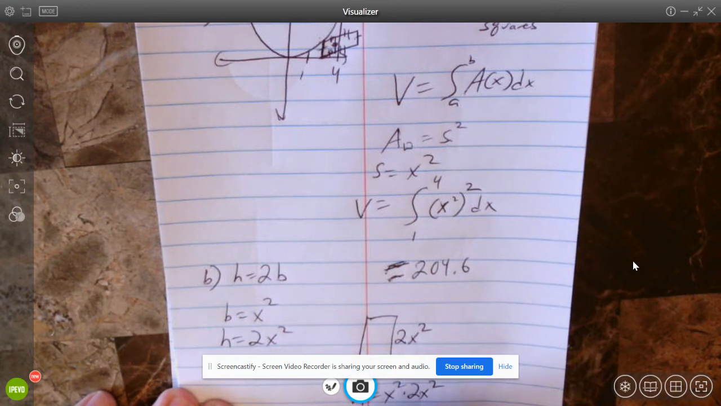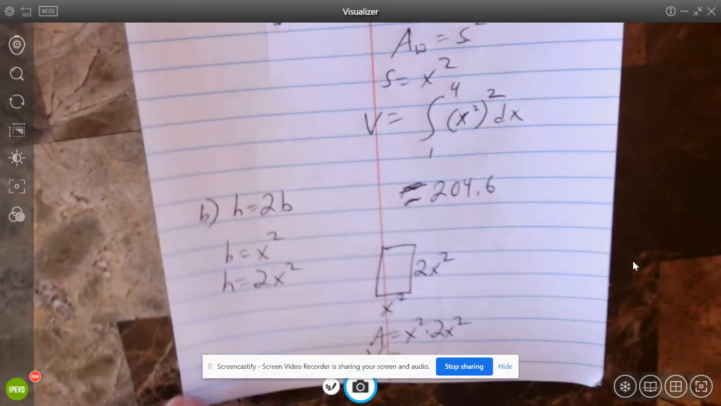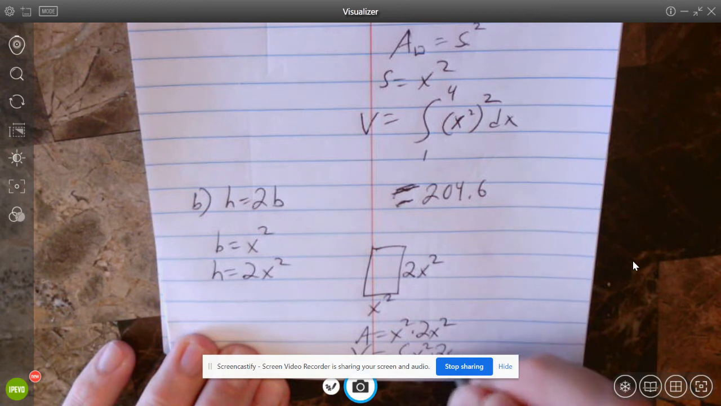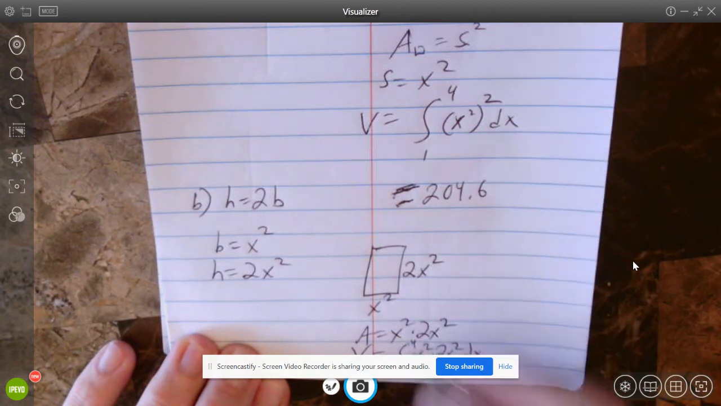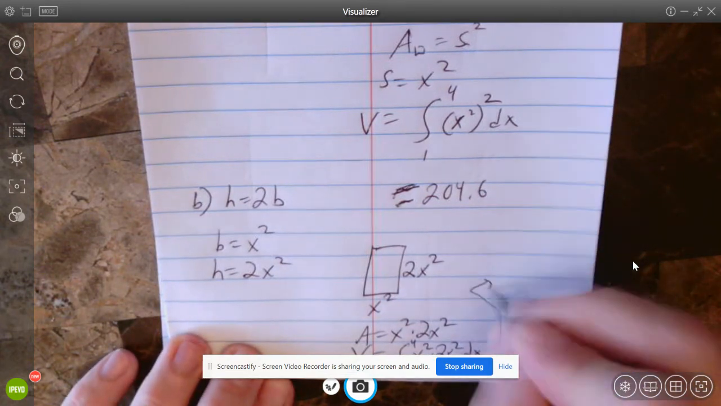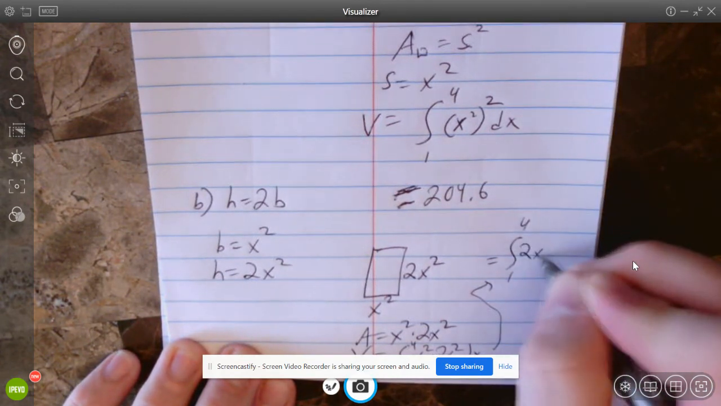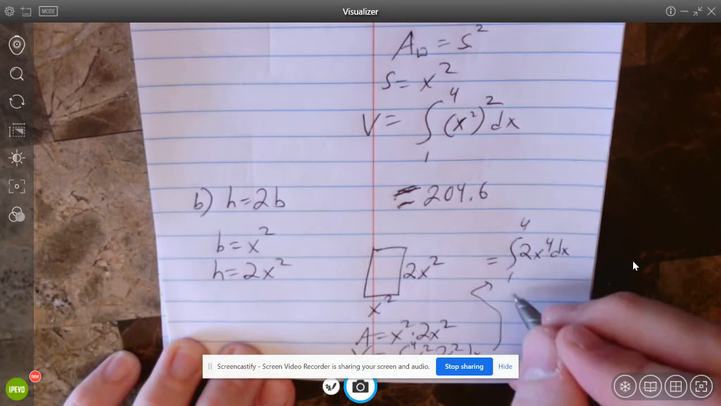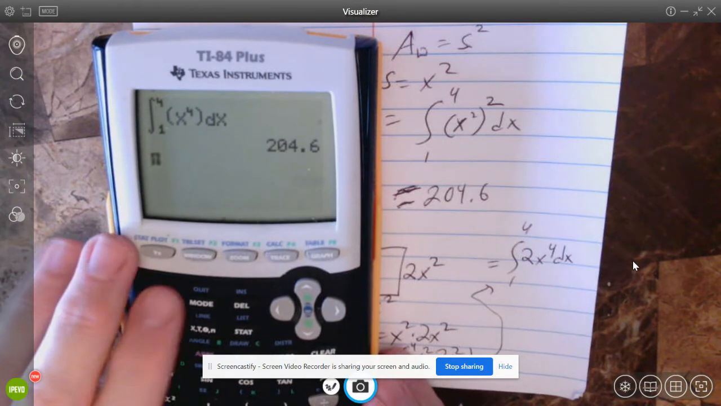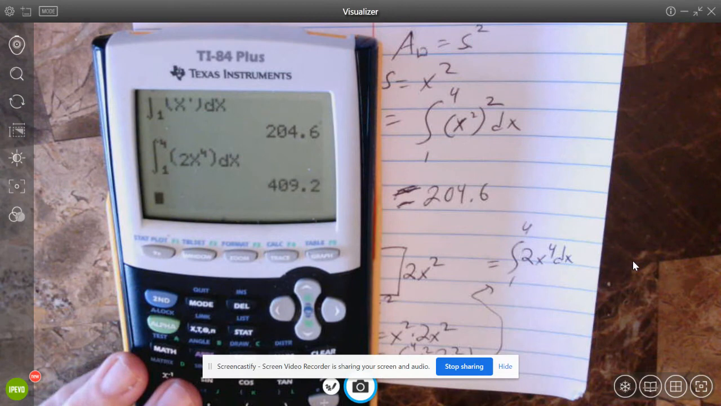And then the volume is going to be the integral of x squared times 2x squared dx from 1 to 4. Okay, so you could simplify that. I'll do it up here so I can just keep it on the same page. This is going to be from 1 to 4, 2x to the fourth. And now we can go ahead and solve that in our calculator. I could basically just do the same thing, but it's going to be 2x to the fourth. And I get 409.2.